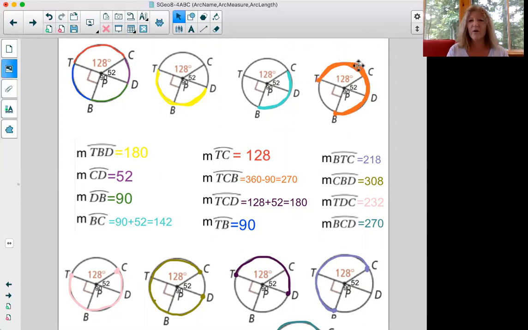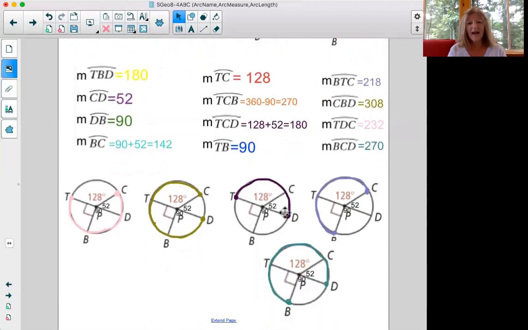Here we have the whole 360 minus this 90 to get 270. And then here we have the whole circle minus the 128 will give us our answer. Same here, we have the whole circle minus this 90 will give us our answer. And for this arc, which is 128 plus 90, that will give us our answer here.